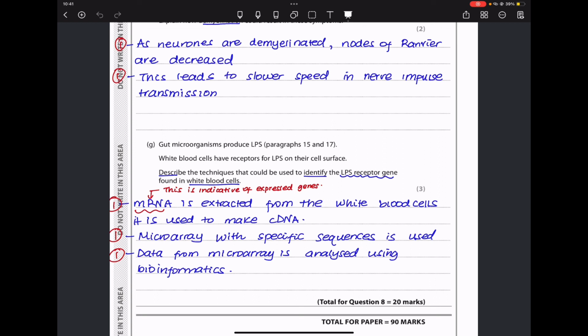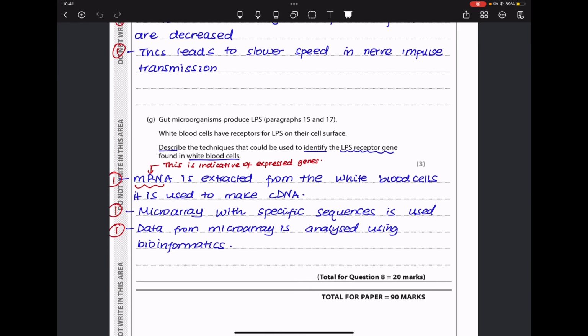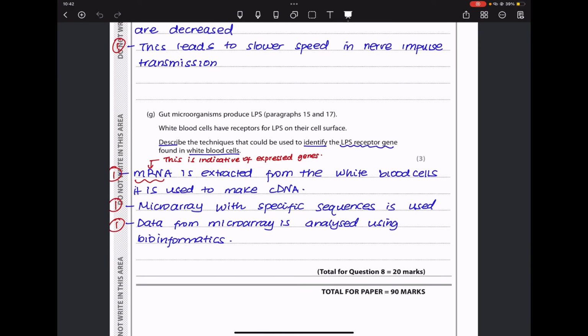Gut microorganisms produce LPS, paragraph 15 to 17. White blood cells have receptors for LPS on their cell membranes. Describe the technique that could be used to identify the LPS receptor gene found in white blood cells. The technique is using microarray accompanied by bioinformatics, so we'll extract messenger RNA from the white blood cells, and then it could be used to make cDNA. Then microarray with specific sequences is used, and the data from the microarray can be analyzed using bioinformatics in order to identify the LPS receptor gene found in the white blood cells.